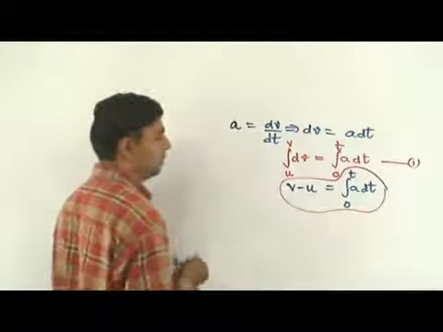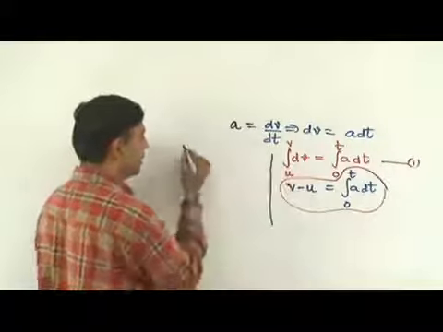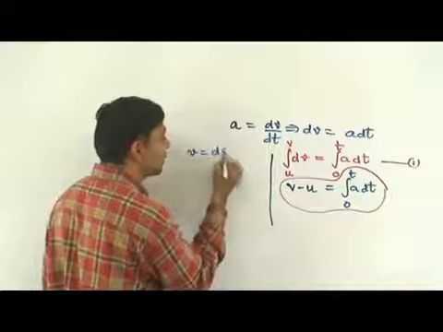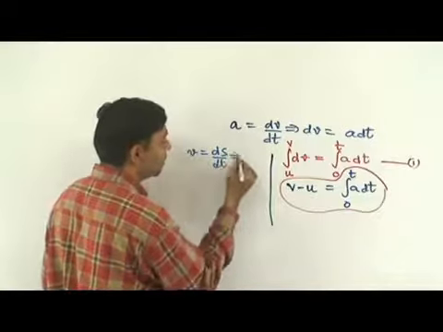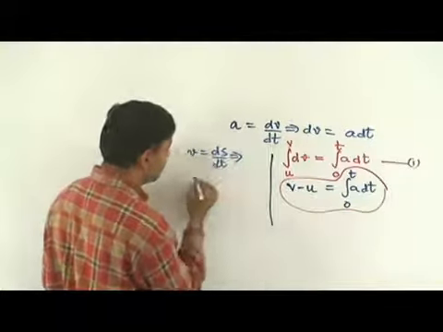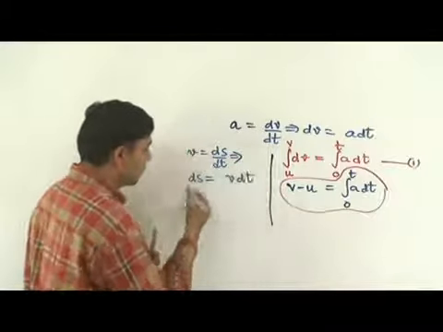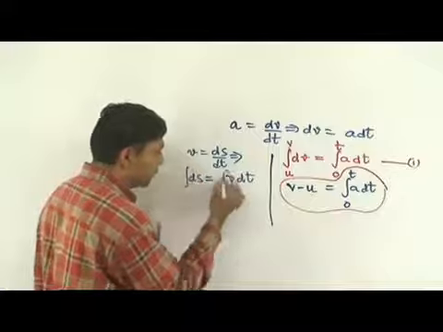Equation 1. Now, coming to acceleration. Coming to velocity. Velocity is ds by dt. This implies ds equals v dt. Alright, so now integrating on both sides.